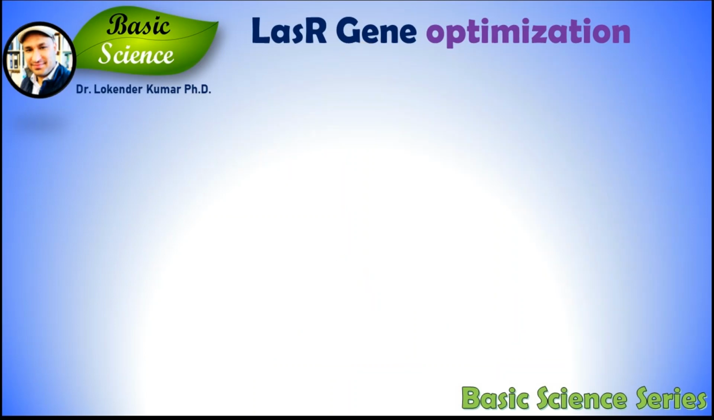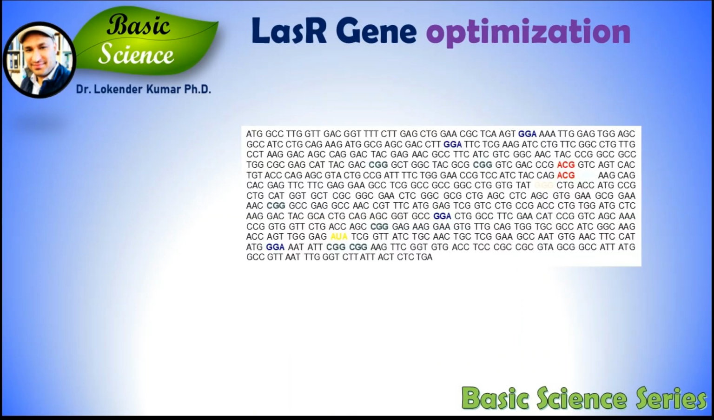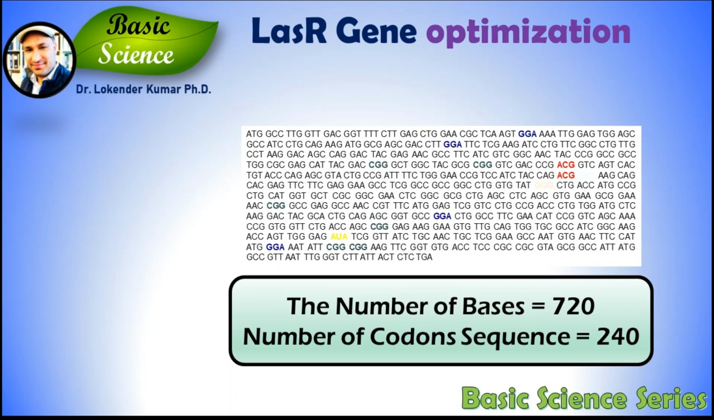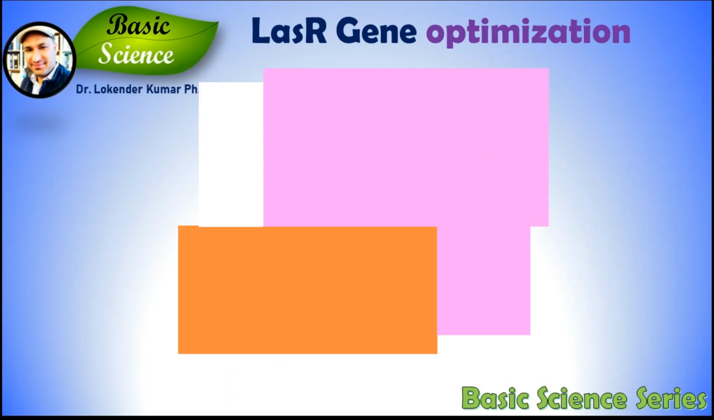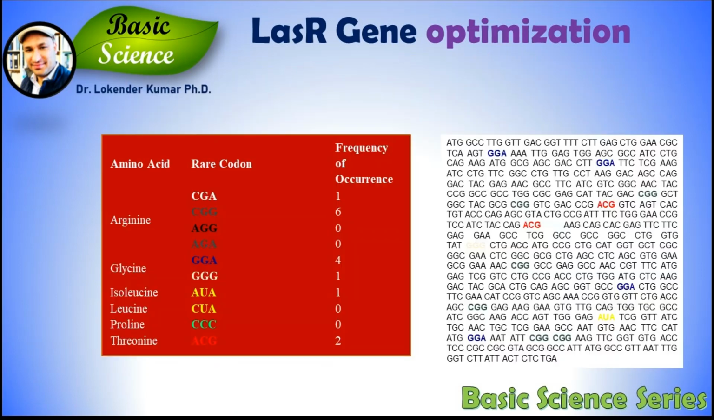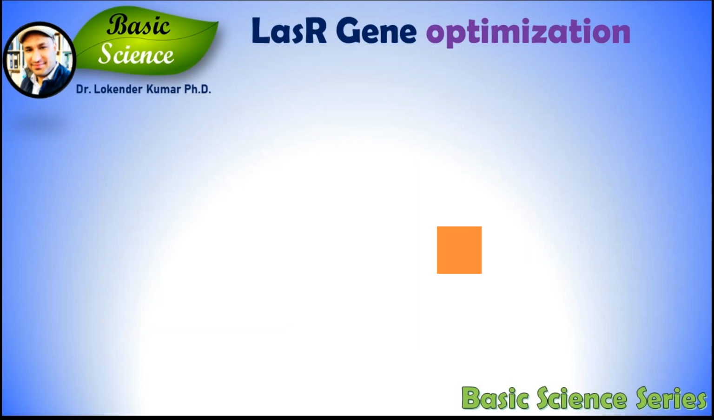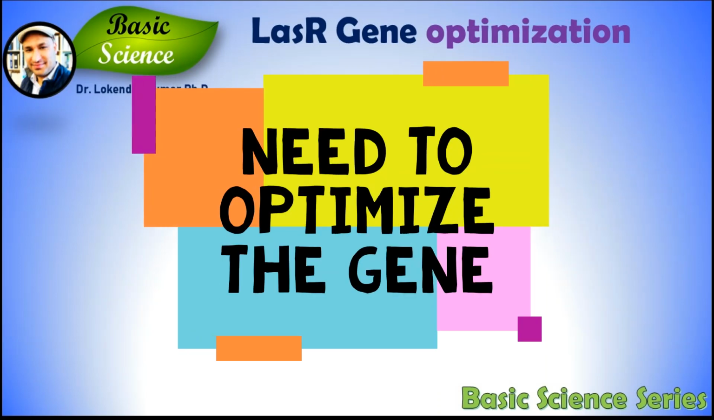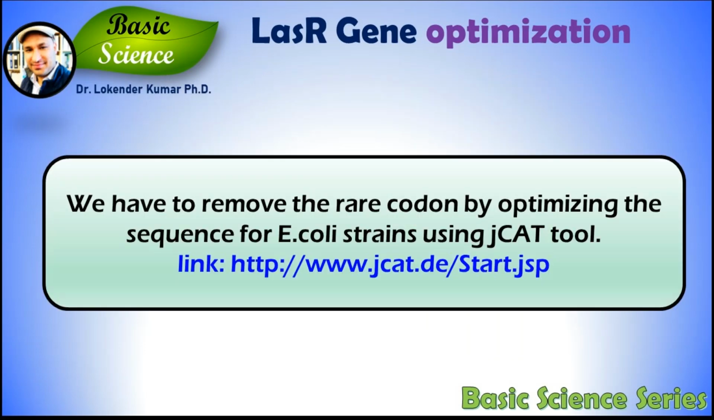Results will show you the number of bases in the gene, and in this case they are 720. It will also show you the number of codons, which is in this case 240. Further, it will show a table listing the rare codons for particular amino acids. See the table, it shows that this sequence has 4 rare codons for arginine and 2 rare codons for glycine and so on. These codons can terminate the translation process, therefore we need to optimize the sequence according to the E. coli codon preferences. To perform codon optimization, we will use the JCAT codon adaptation tool.